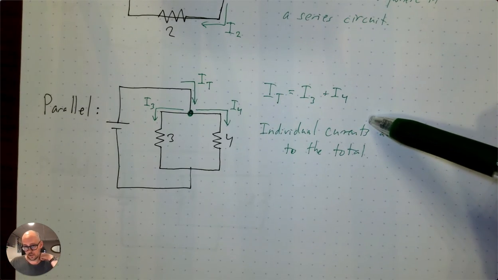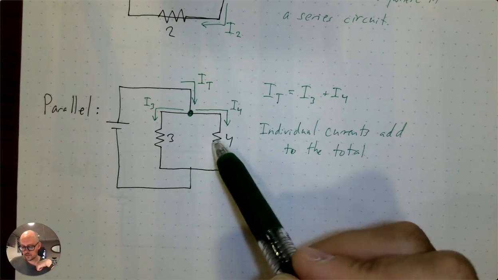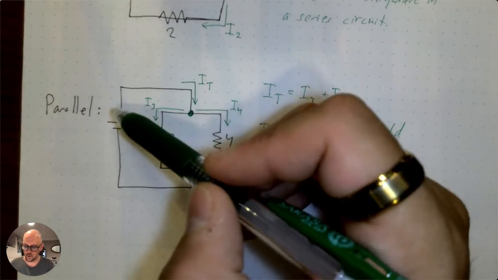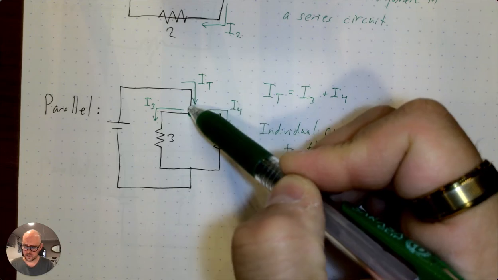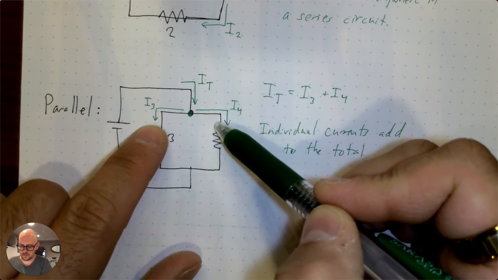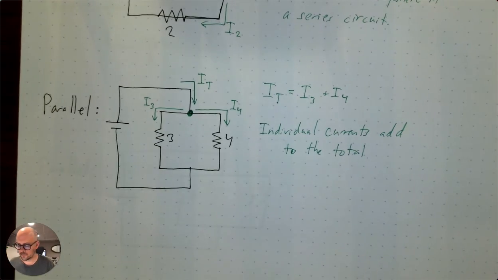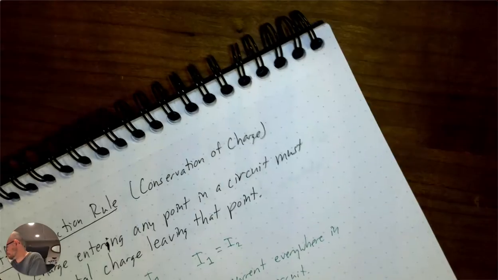In a parallel circuit, the individual branch currents add together to make the total, because all the electrons come through this first part, and then the current divides in pieces, and then it rejoins itself to go back to the battery. So that's Kirchhoff's junction rule for current.